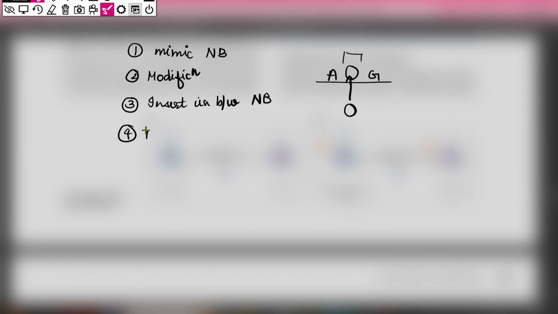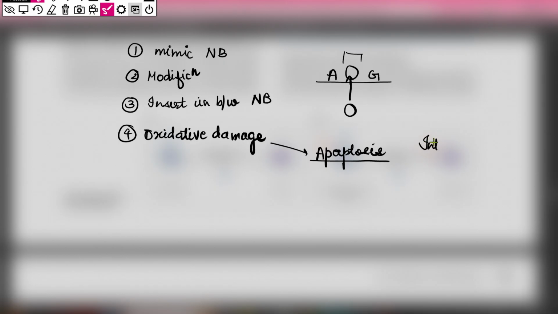Then they can also do oxidative damage, and oxidative damage is the most harmful one. If oxidative damage occurs, then the cell has no other way, it has to perform apoptosis, and this is the internal pathway of apoptosis, wherein the cell will then have its programmed death. So these are the functions that the chemical mutagens can do.